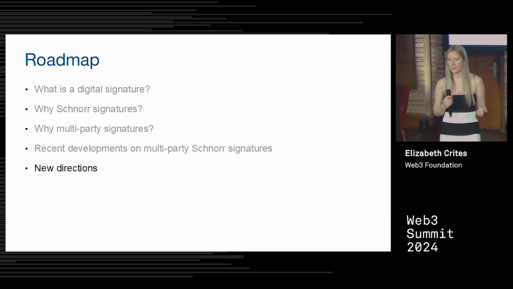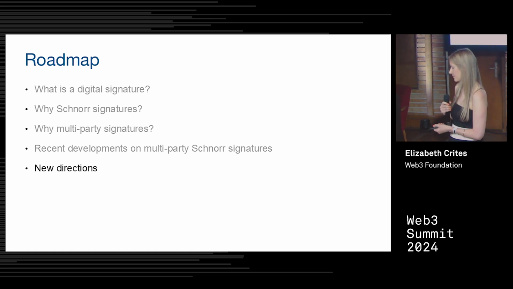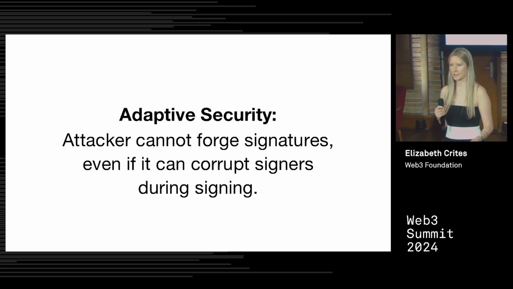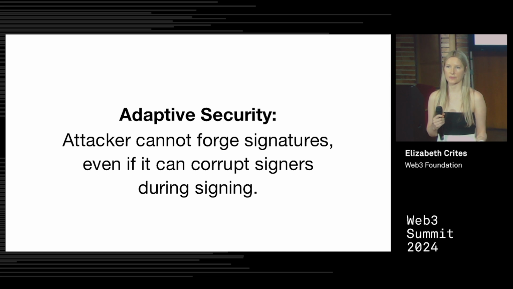And a lot of what I've been talking about so far has kind of been 2018 to 2023, let's say. But what else are we thinking about? There are a couple of different types of security that we're interested in. So again, I mentioned around 2019, people were really interested in concurrent security. Now we're seeing a shift towards an additional property, which is called adaptive security.